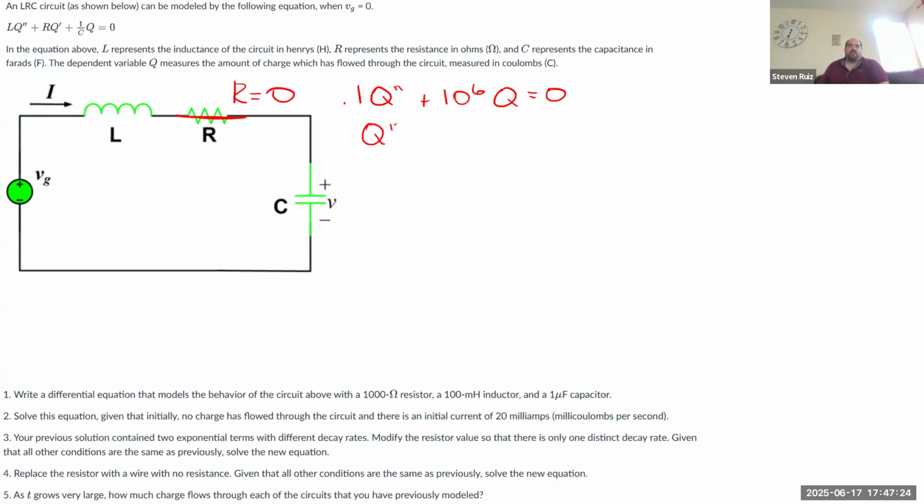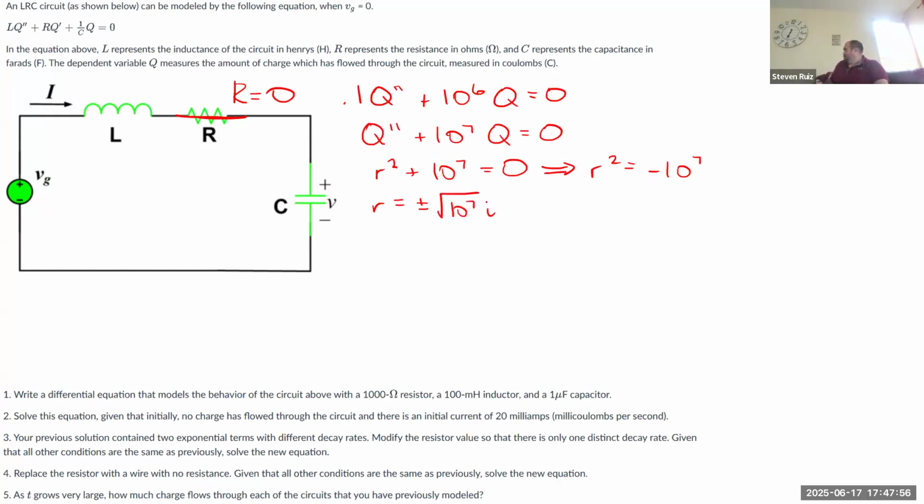Again, I'll multiply through by 10. So Q double prime plus 10 to the 7th Q equals 0. What does the quadratic look like? R squared plus 10 to the 7th equals 0. Without that middle term, I can kind of just solve this. So R squared equals negative 10 to the 7th. So R is going to be equal to plus or minus the square root of 10 to the 7th times i. So what is the square root of 10 to the 7th?